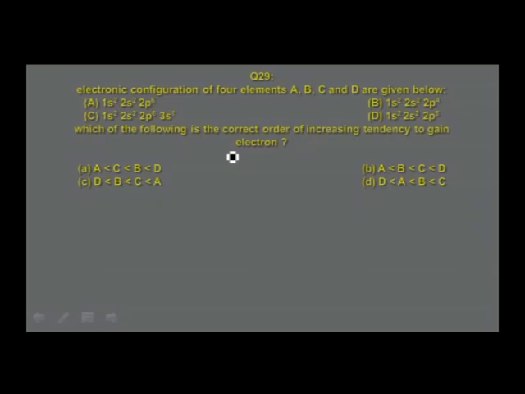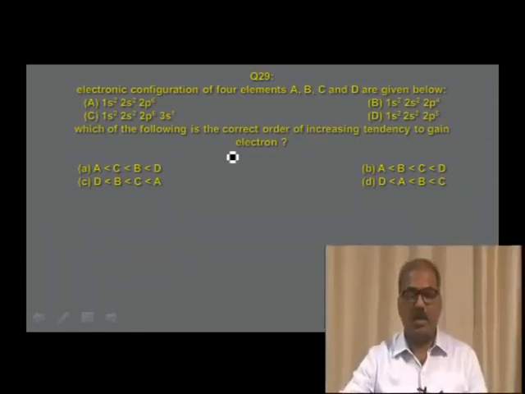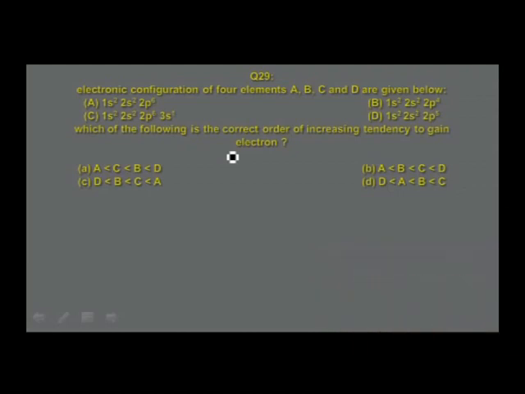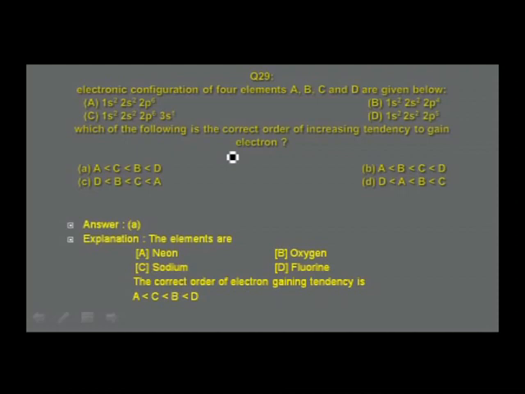Electronic configuration of 4 elements A, B, C and D are given below. First one, 1s2, 2s2, 2p6, 10 electron system. 1s2, 2s2, 2p4, 8 electron system. 1s2, 2s2, 2p6, 3s1, 11 electrons are there. And 1s2, 2s2, 2p5, 9 electrons in option D. Which of the following is the correct order of increasing tendency to gain electron? Four options are given, A, B, C, D. Which is the correct answer? You find all are having the electronic configuration shown.